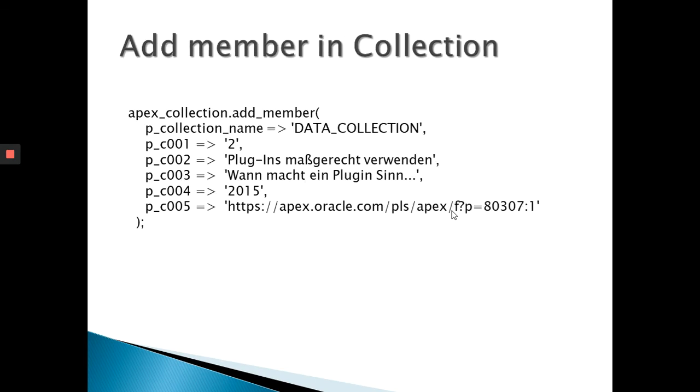And then adding a member in a collection, that means adding a new row in the collection. There is an API called ADD_MEMBER. There you need to pass first of all the collection name in which you are going to insert the values, then the several other parameters. C001, C002, these are the names of the collection columns. So in this particular case, in the first column, I'm inserting value 2. In the second column, I'm inserting a value like this one, and the third column like this.